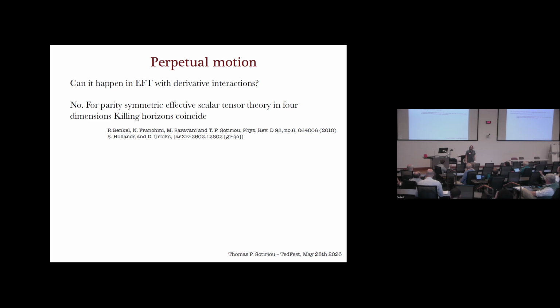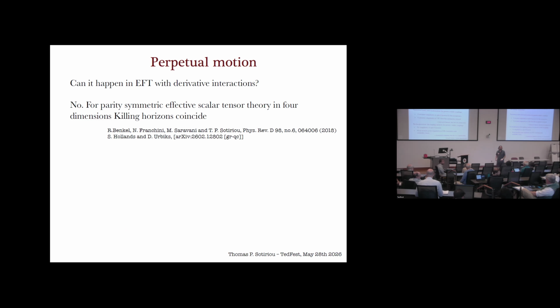But would that just happen in a generic higher curvature gravity theory? It does. Yeah, it does happen. So the proof that it doesn't happen here, the Killing horizon that I'm talking about here, is not for a higher curvature gravity theory. It's for non-minimally coupled scalars with derivative interactions, right?